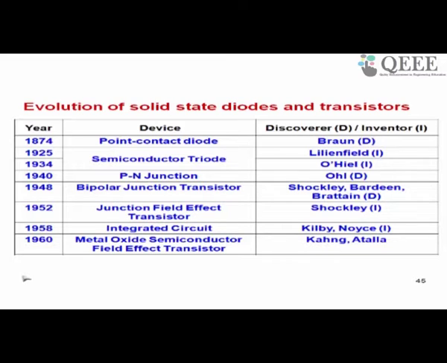the field effect device, and in 1960, within a couple of years after 1958, they could come up with a practical device that is called the metal oxide field effect transistor. This was possible because a lot of developments had taken place in semiconductor technology by then. Okay, so this is very interesting. The idea of the semiconductor triode proposed in the 1930s was realized only in 1960 in practice.